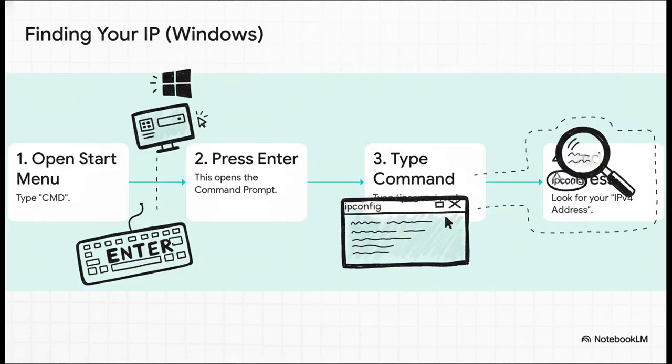Okay, so if you're on a Windows machine, this is for you. First, pop open your Start menu and just type CMD. Hit enter. This little black window called the command prompt will appear. In there, just type ipconfig, that's ipconfig, and hit enter one more time. You'll see a bunch of text, but look for the line that says IPv4 address, and boom, right there is your computer's current IP on your network.